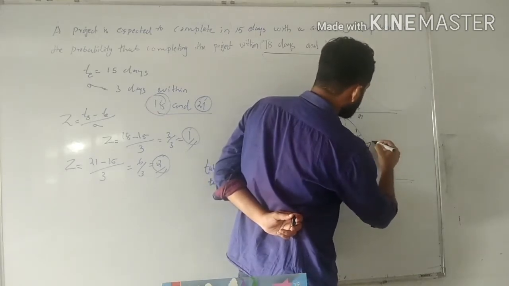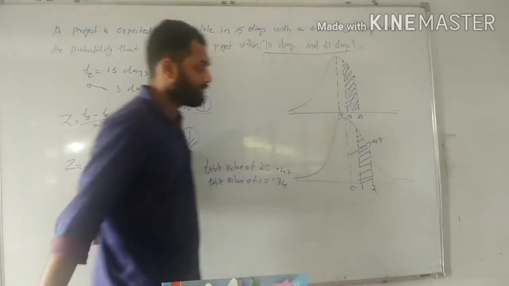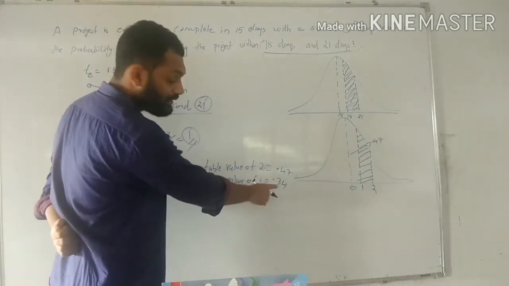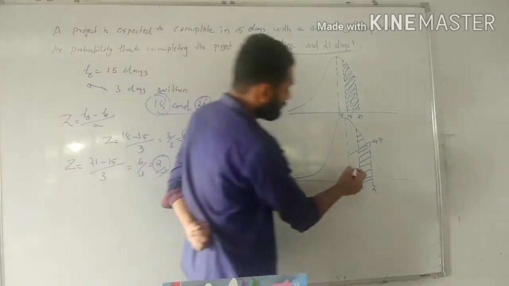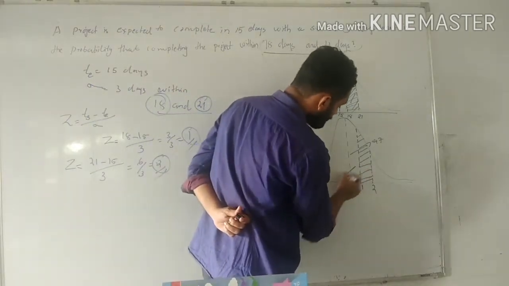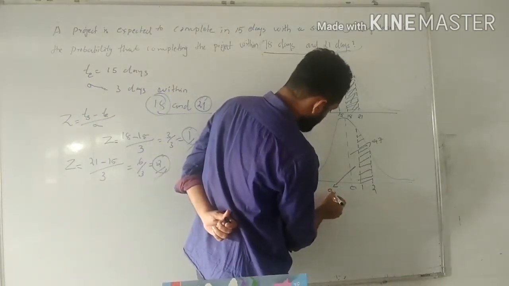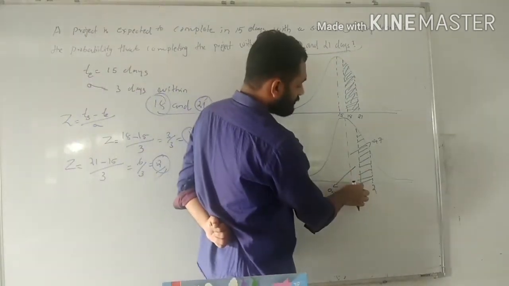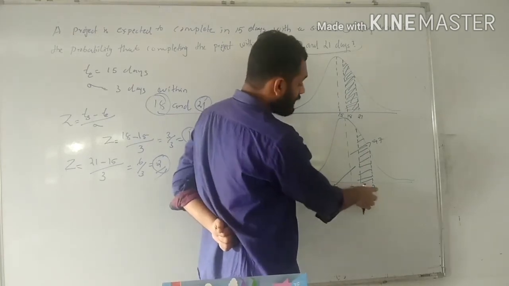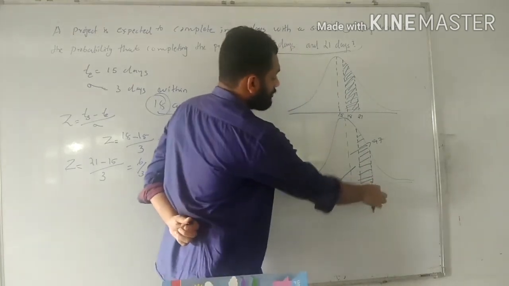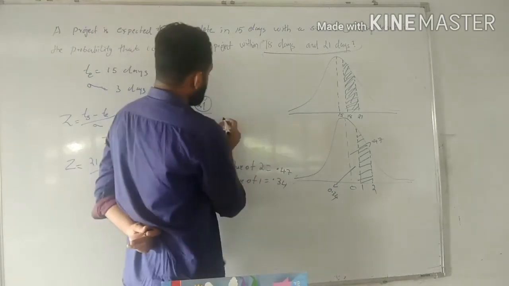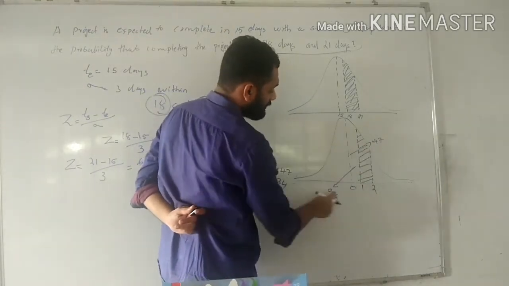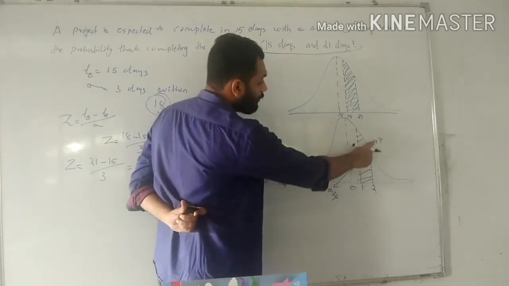This total area is 0.47. Then up to 1, the table value of 1, the area is 0.34. This area is only 0.34. So to find this area between 1 and 2, we can deduct the value 0.34 from 0.47.